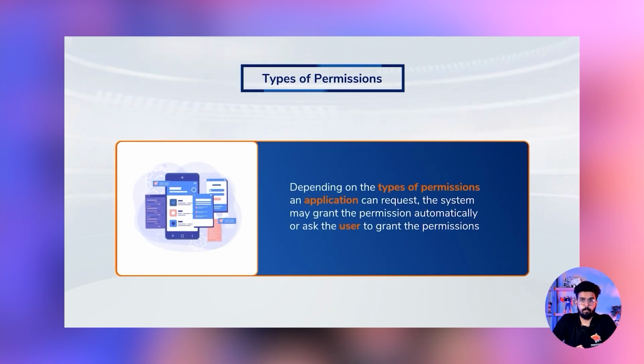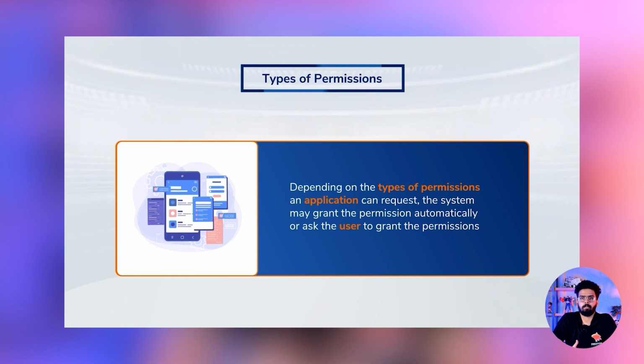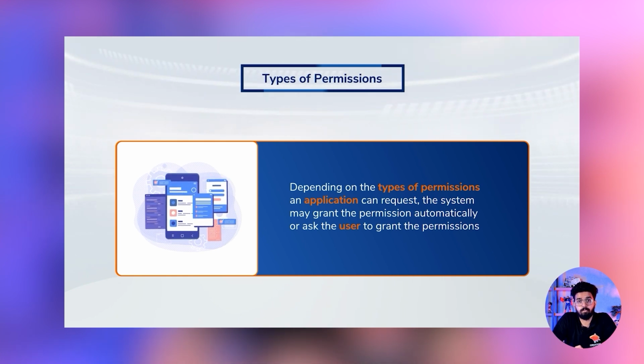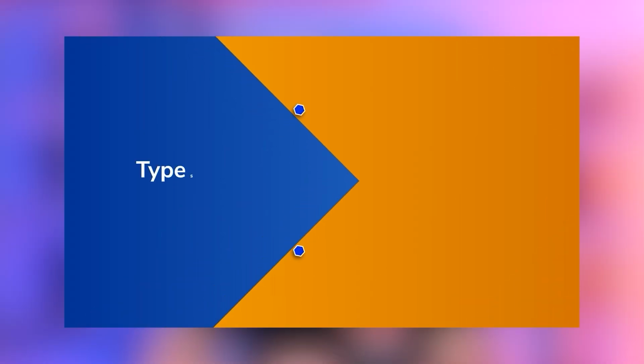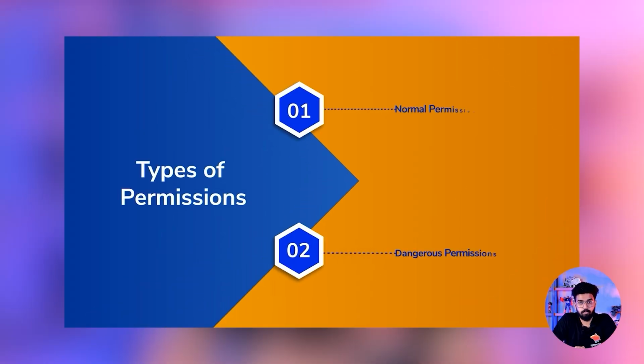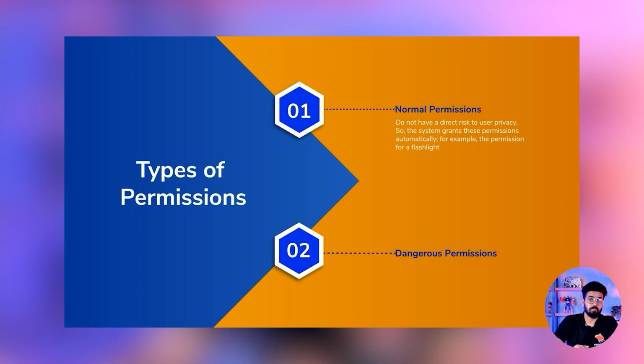Types of permissions. Depending on the type of permissions an application can request, the system may grant the permission automatically or ask the user to grant the permissions. There are two types of permissions, normal and dangerous. Normal permissions do not pose a direct risk to user privacy, so the system grants these permissions automatically. For example, the permissions for a flashlight.